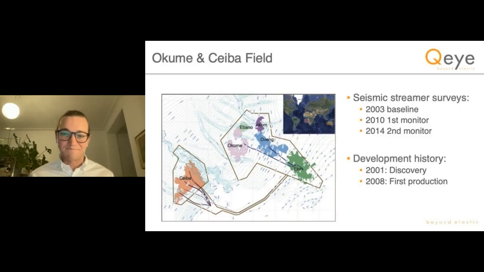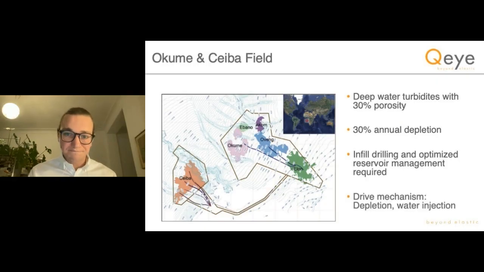reservoir in question. We had a baseline survey acquired in 2003, and two monitors available in 2010 and 2014. In this case, we can see that first production took place in 2008. So keep that in mind: more of our production is expected to be observable in the second monitor, in 2014, whereas the first monitor was only 2 years after first production.